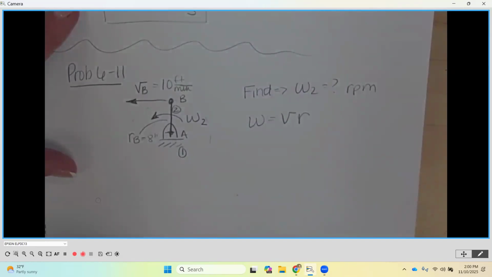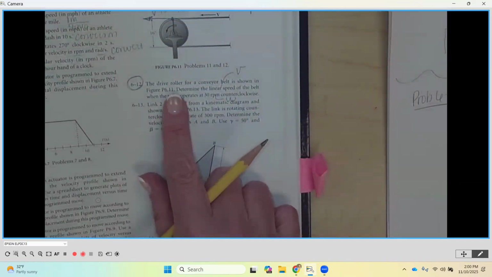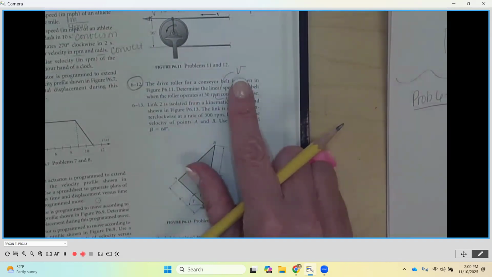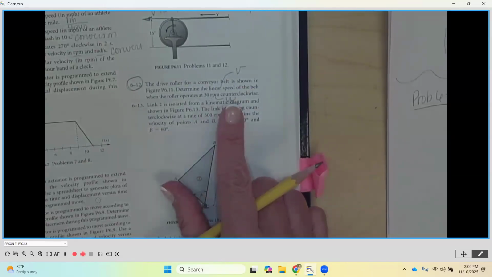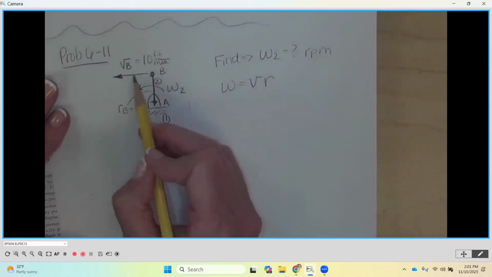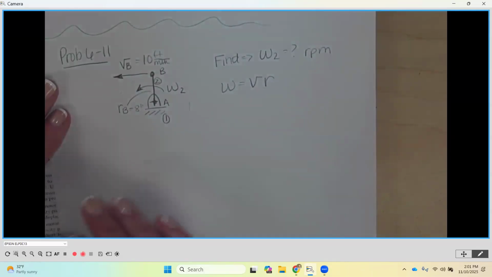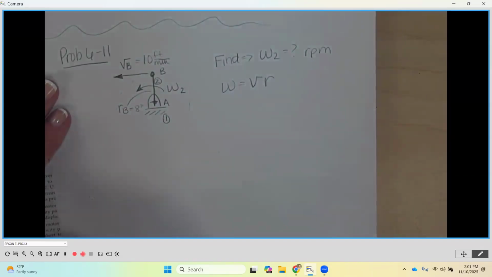Any questions on that one? Then number 12 is using that same roller diagram, but this time they want you to determine the linear speed of the belt, which is going to be your velocity, when the roller operates at 30 RPM counterclockwise. So this time in 12, you need to solve for VB given W. So it's a little bit different problem. Does that make sense? But you're using the same layout and physical sizes.